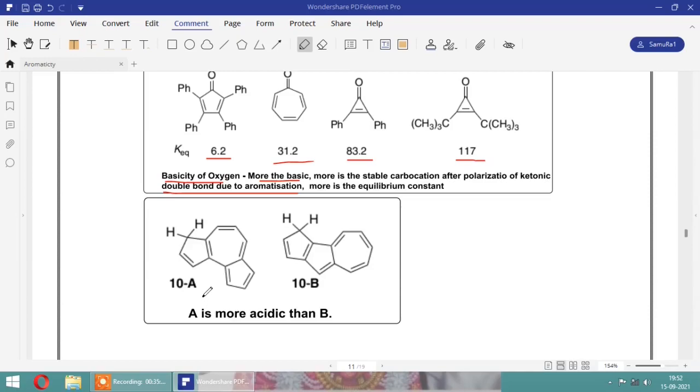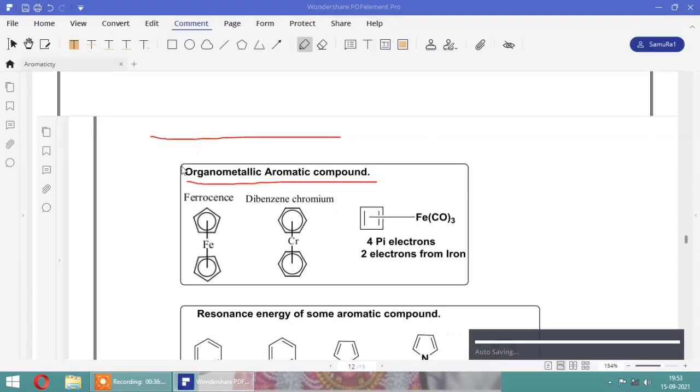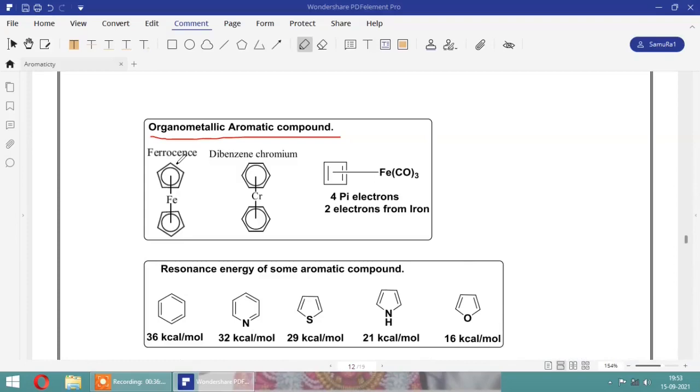Now we come to organometallic aromatic compounds. In here you see organometallic compounds. Here it is a 5-membered ring which contains 2 double bonds, 2 pi bonds. So totally 4 pi electrons, and ferrous ion gives 2 electrons. So totally it contains 12 electrons. So it is aromatic.